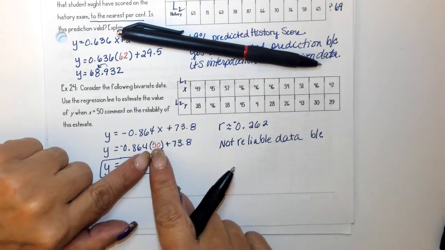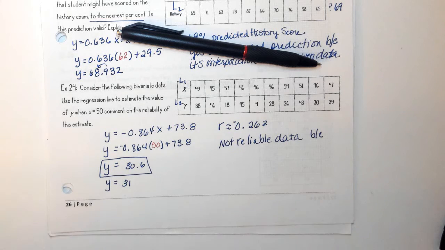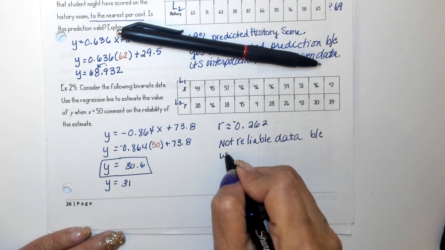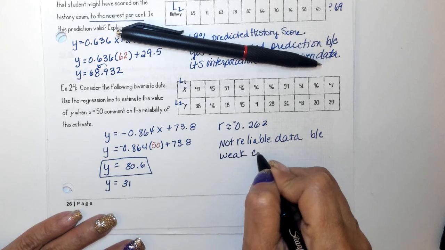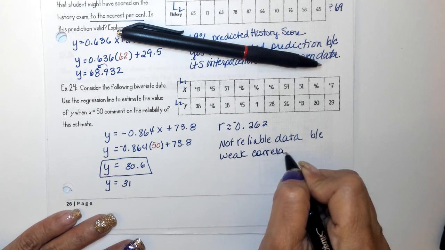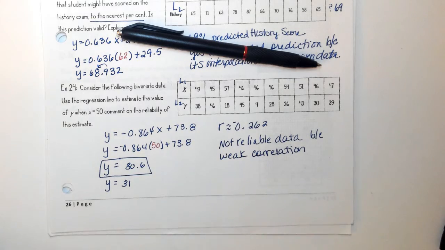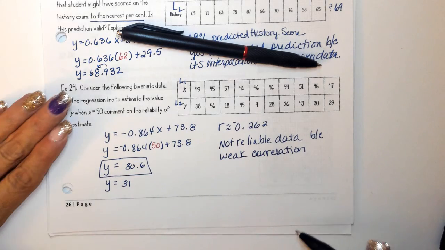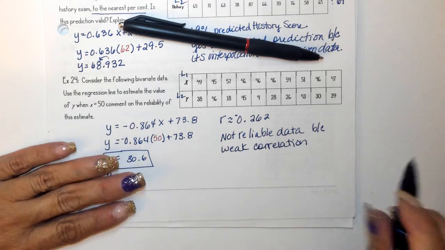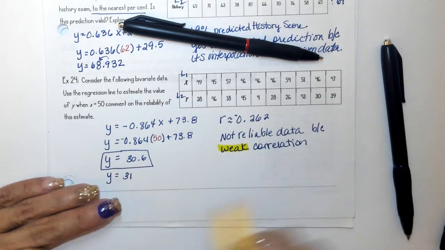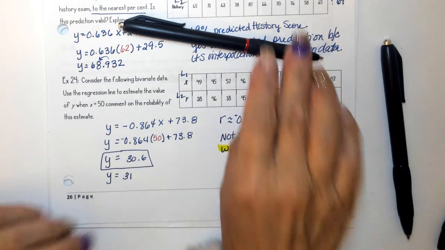Because you're like, but wait, 50 is inside here, Mrs. Dean. That seems normal. Yeah, that does. Why is it not reliable? It's because it is a weak correlation. It doesn't matter that it's a negative correlation. Yes, it's a weak negative correlation, but the negative and positive doesn't matter. What matters is that it is a weak correlation. That's what matters. So it's not reliable.